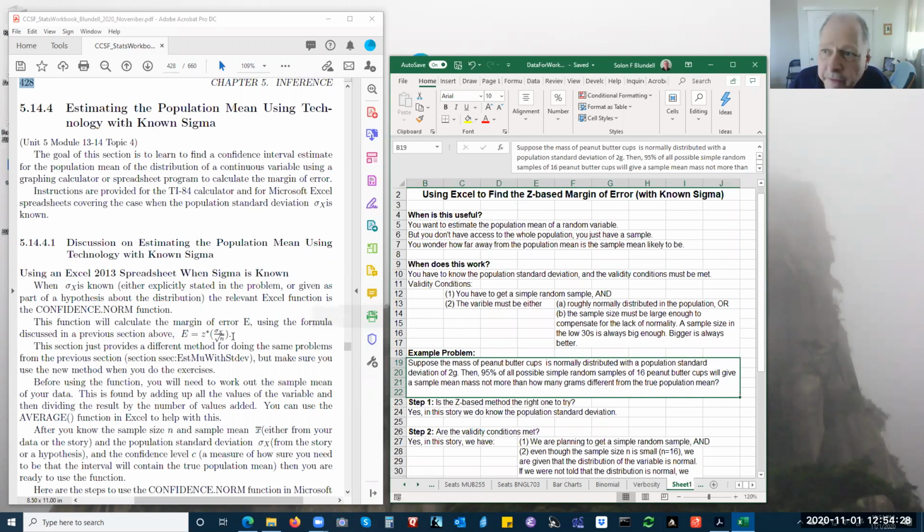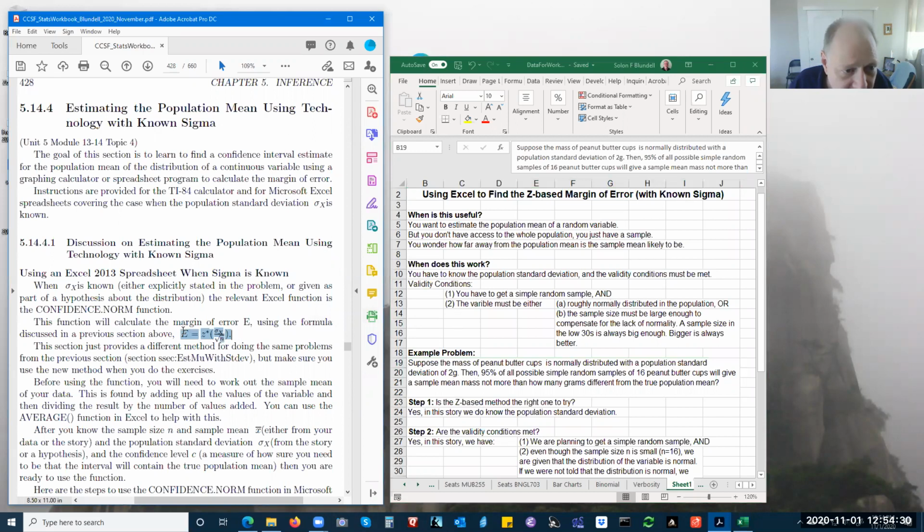By that, let me refer back to the discussion over here. That's this formula for the margin of error that we learned in a previous section. If we did not know sigma, we would have to use a t-based method, not a z-based method. We'll talk about that in a separate video.